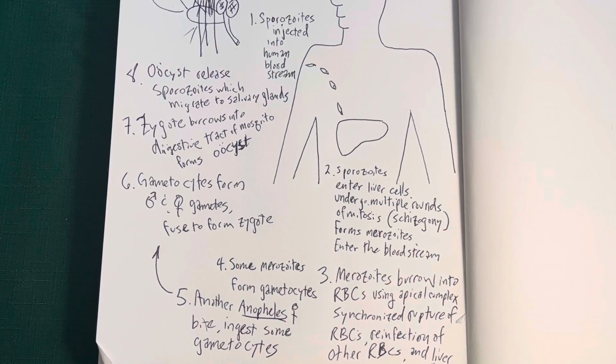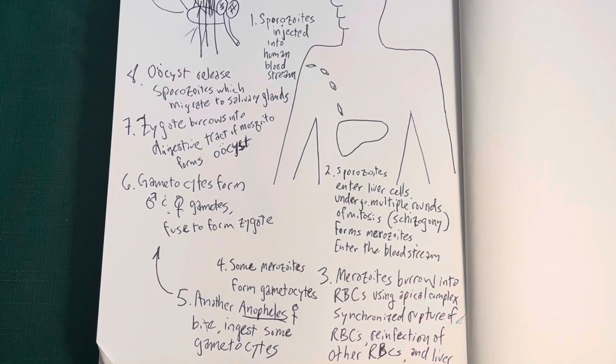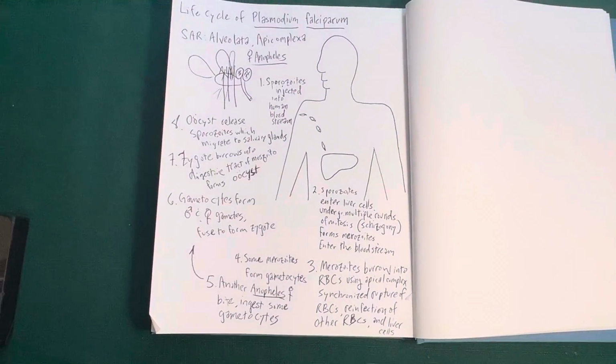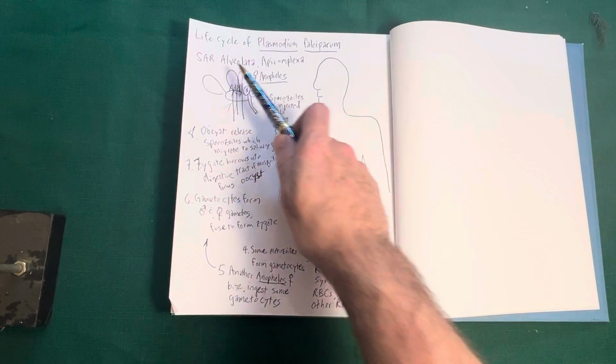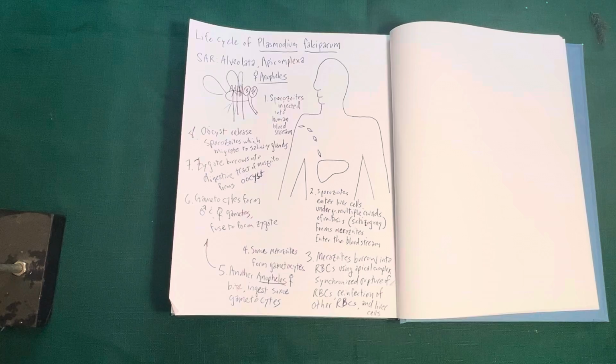So anyway, there you have it. There is your life cycle of the malaria parasite, Plasmodium falciparum, transmitted by Anopheles, which is in the alveolata in the phylum Apicomplexa.